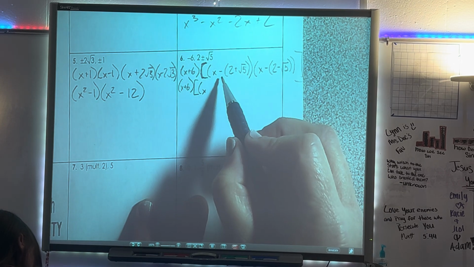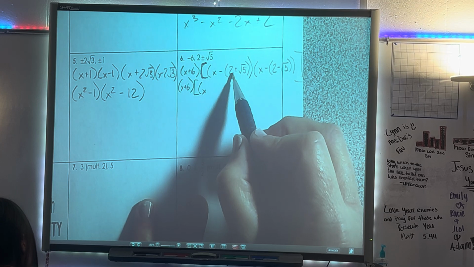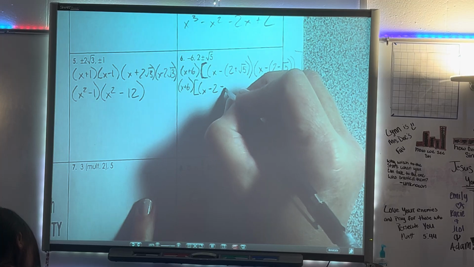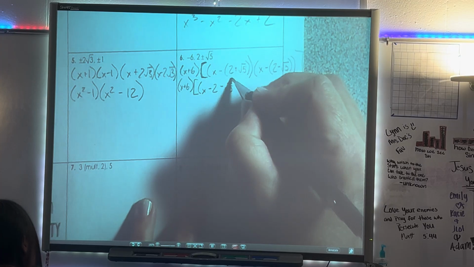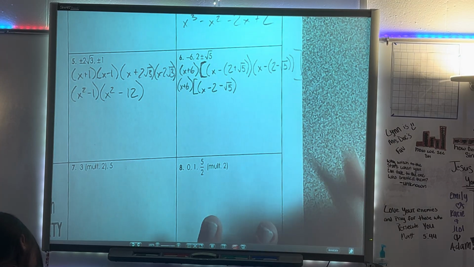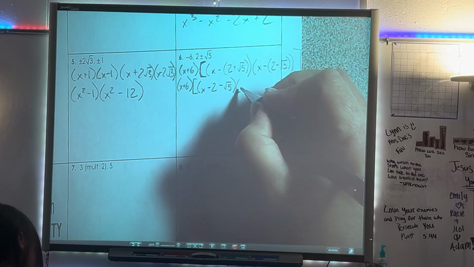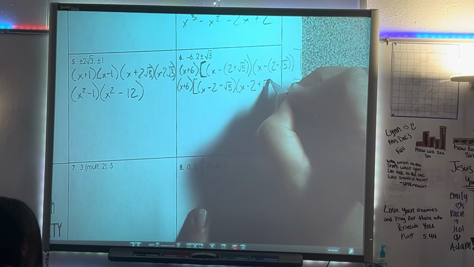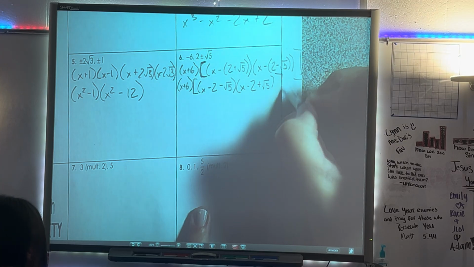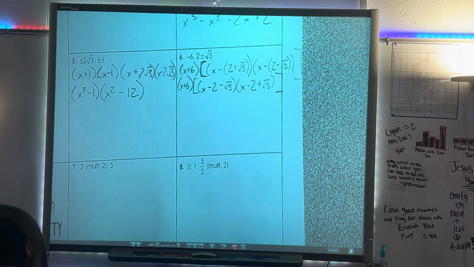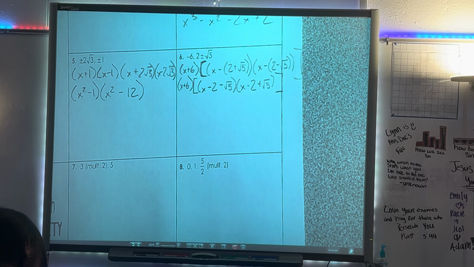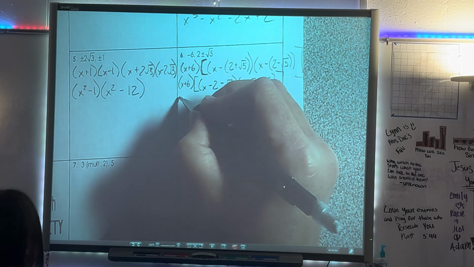So that's going to be negative 2 and minus 5. So I have x minus 2 minus root 5. And then this one is going to be x minus 2 plus root 5. So I've got that simplified. So now I have these two trinomials that I'm going to multiply together before I ever touch the x plus 6. So this is still going to be out here.